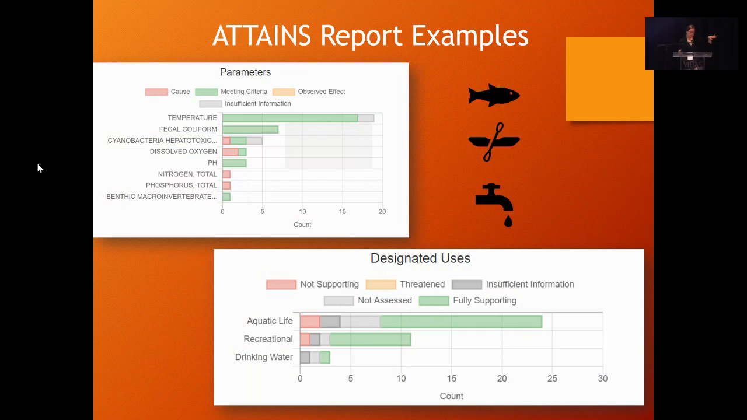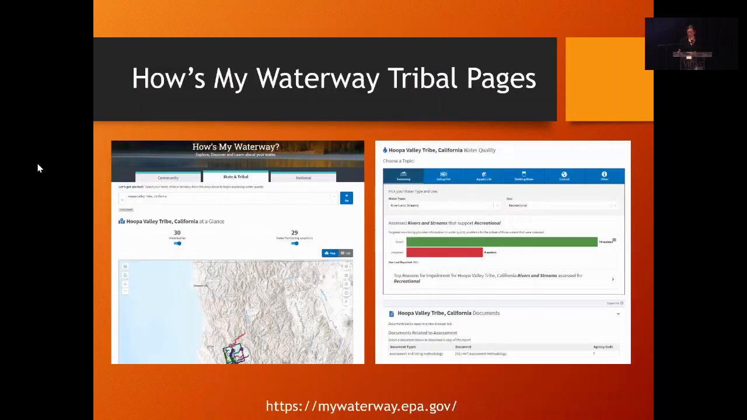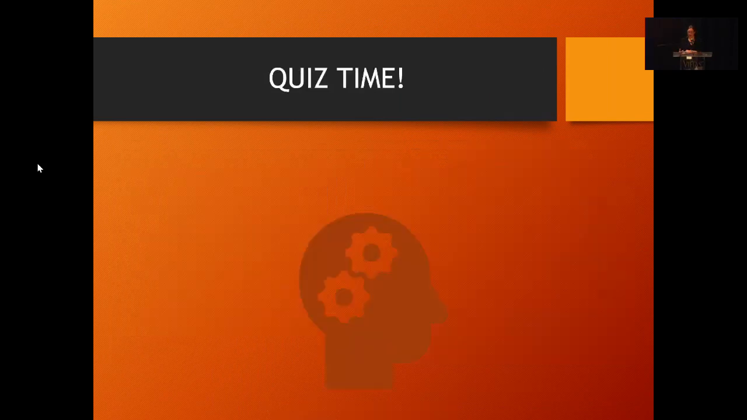So here's some summary information from an ATTAINS report, talking about what parameters were monitored and whether or not they met criteria. Same for the designated uses, aquatic life, recreational, drinking water, whether or not those uses are being supported. I mentioned the Hoopa Tribal How's My Waterway page. It should be up on the screen now. It shows a map of where it's located, and it'll color code these waters as meeting criteria for uses or not. And then you can also go into each specific use, like swimming, and see how many of the waters were meeting that use. I would definitely go check it out.